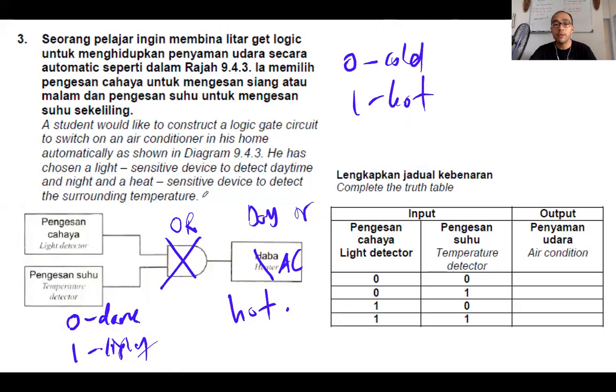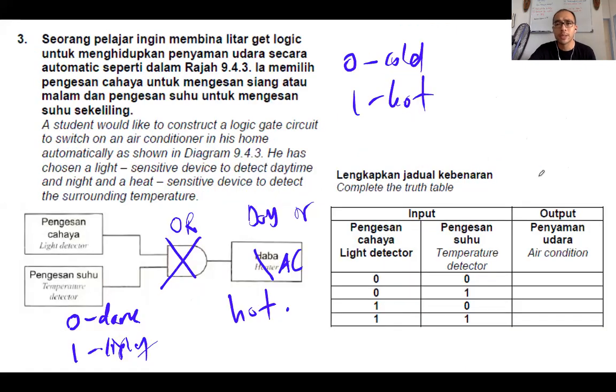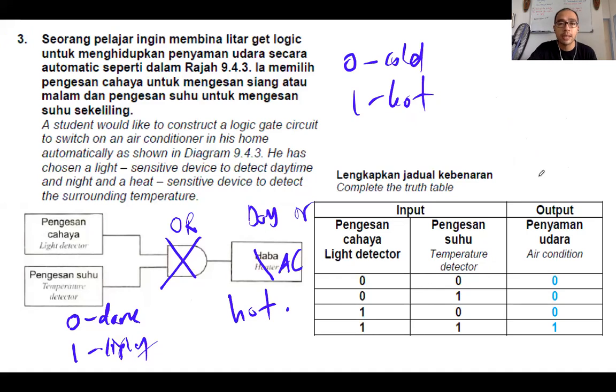So if we do that, then our definition here follows the one that we talked about in the previous slide. Day is 1, night is 0. Ada cahaya 1, tiada cahaya waktu malam, dia ada input kosong, which makes more sense. All right, one last application, I think.